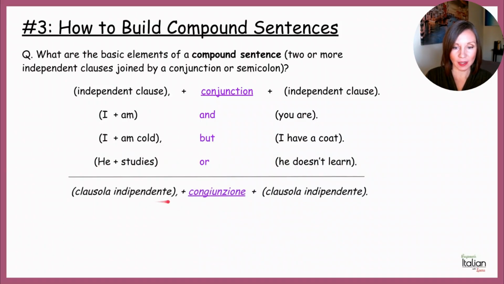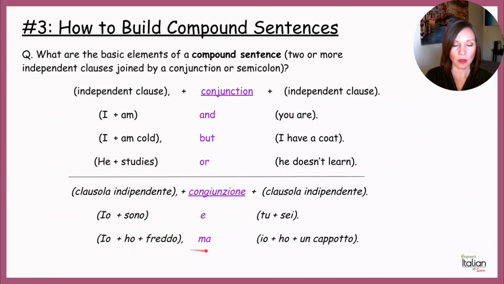Okay, and then we have the exact same thing in Italian. So we have io sono, I am, e tu sei, I am and you are. Io ho freddo, ma io ho un cappotto. So if you remember all these little elements here, I have coldness. In Italian, you don't say I am cold, you'd say I have coldness, I guess you would say. So that's just how they say it in Italian.